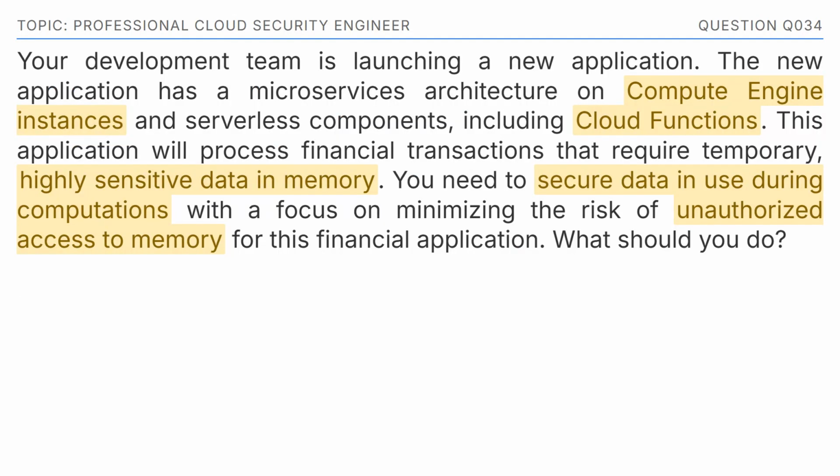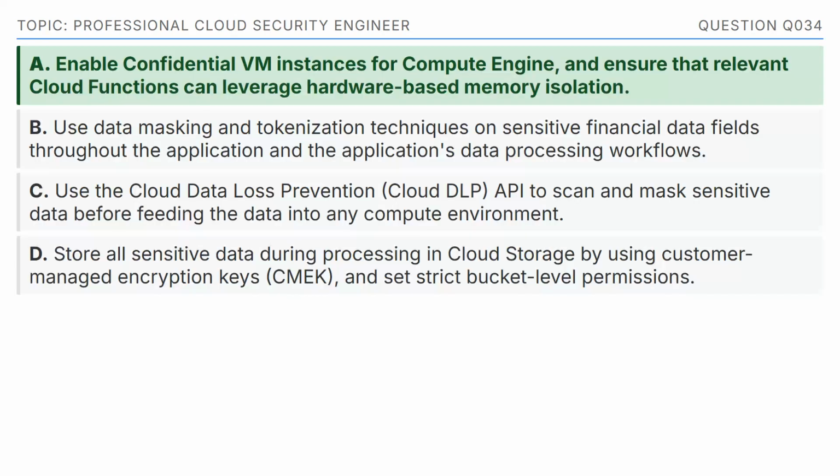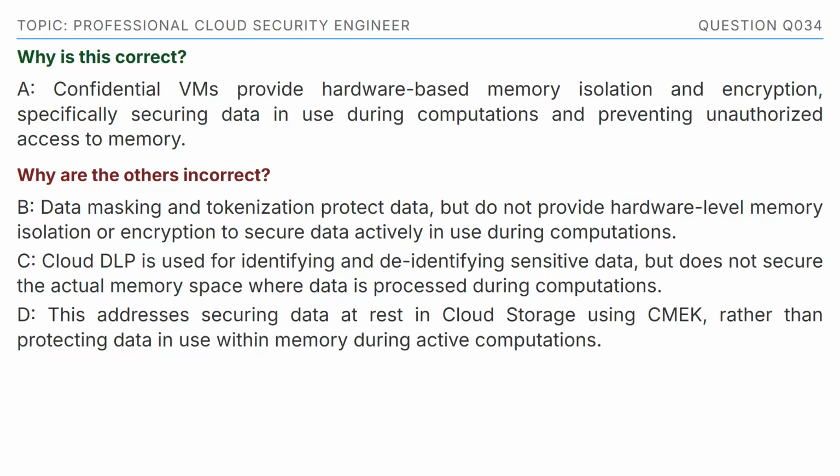To arrive at the correct answer, we focus on the keywords: Compute Engine instances, Cloud Functions, highly sensitive data in memory, secure data in use during computations, unauthorized access to memory. The correct answer is option A, enable confidential VM instances for Compute Engine, and ensure that relevant Cloud Functions can leverage hardware-based memory isolation. Why is this correct? A. Confidential VMs provide hardware-based memory isolation and encryption, specifically securing data in use during computations and preventing unauthorized access to memory.